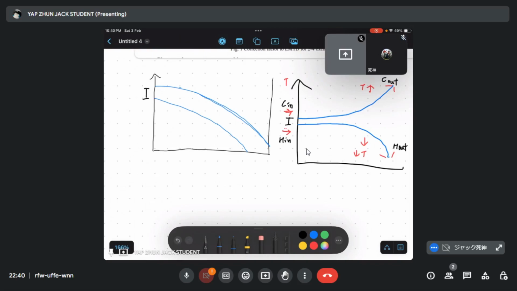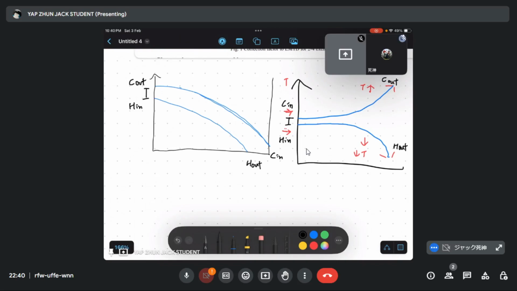So we know that the temperature going up actually is cooling. Cooling, the temperature will go up because they absorb heat from the heat medium, or we say the heat input. So this will be your C in, this will be your C out. Then this will be H in, this will be H out.